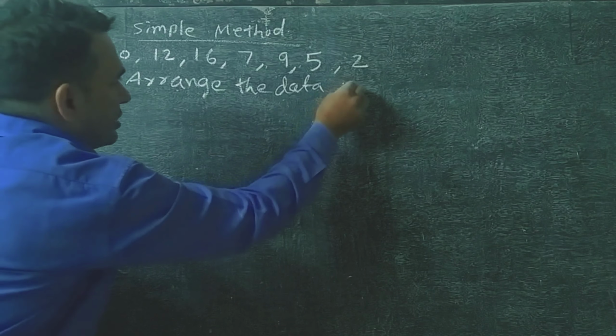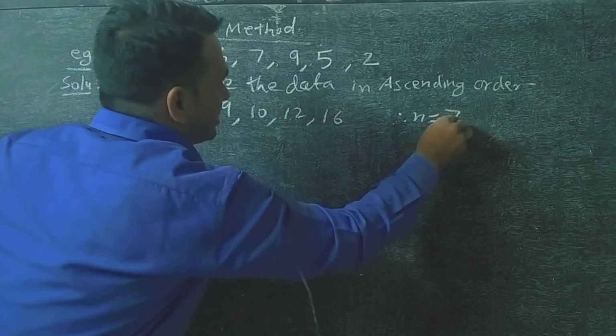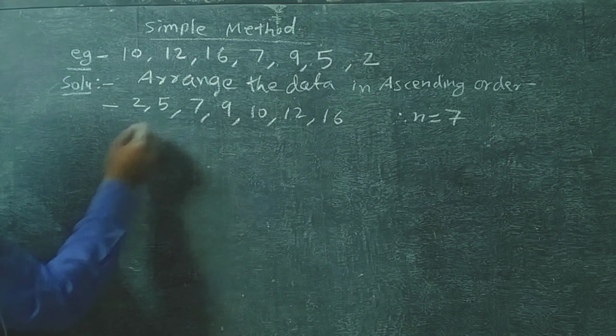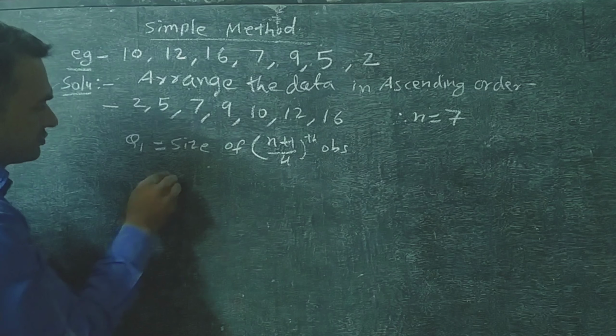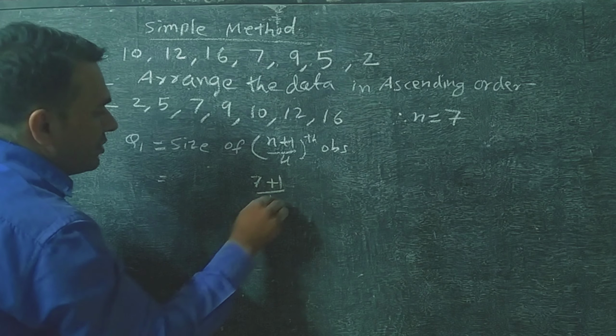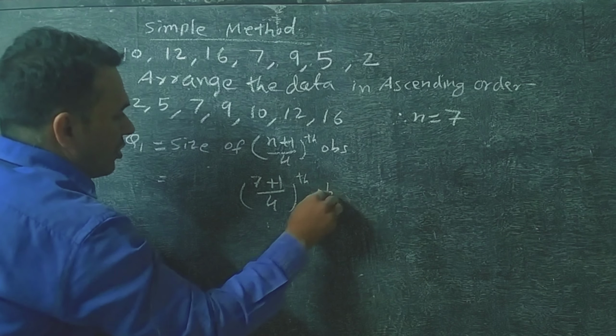First we count it. How many numbers are here? 1, 2, 3, 4, 5, 6, 7. Means the number of observations is 7. Then we use our formula to find out Q1. The formula is size of (n plus 1) upon 4th observation. The value of n is 7, so 7 plus 1 divided by 4th observation.